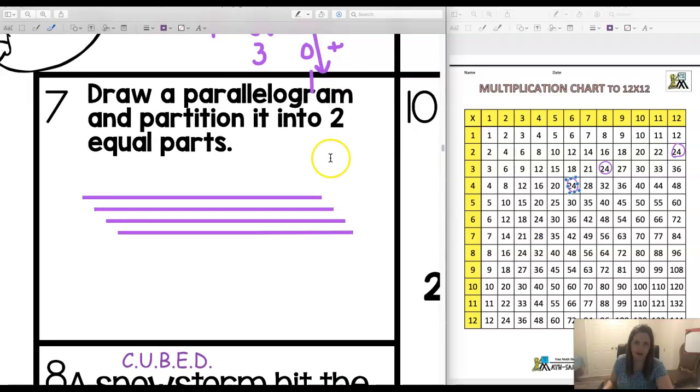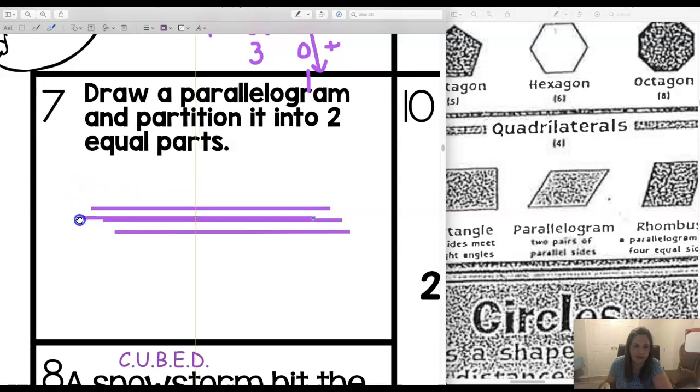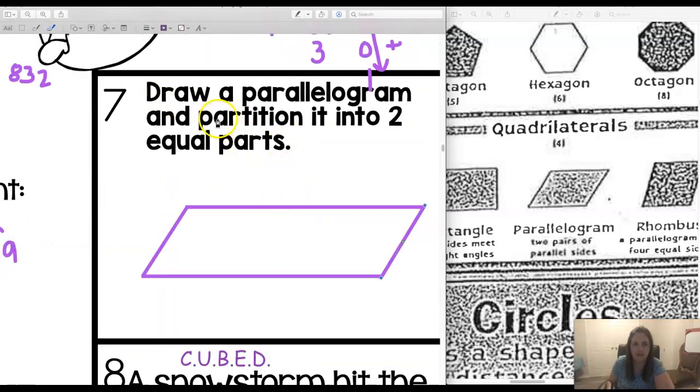Number 7, draw a parallelogram. We gave you a paper that tells you all about parallelograms. You know that a parallelogram has 2 pairs of parallel lines. So I'm going to take these lines and turn them into a parallelogram. And then it says partition, and remember the part you pay attention to is that it says partition it into 2 equal parts. So you're simply going to divide that in half. I could either do it this way, there's 2 equal parts, or I could do it horizontally and there's 2 equal parts.